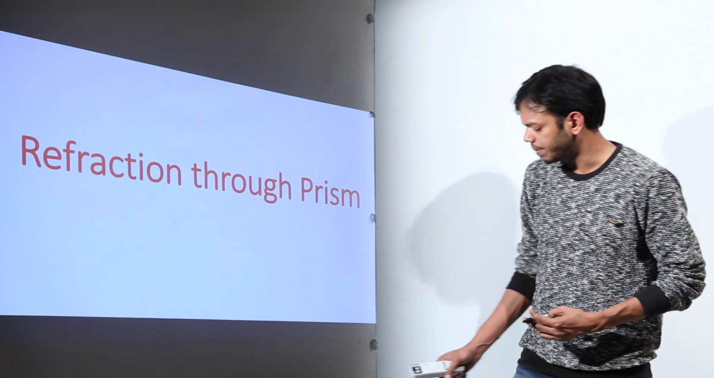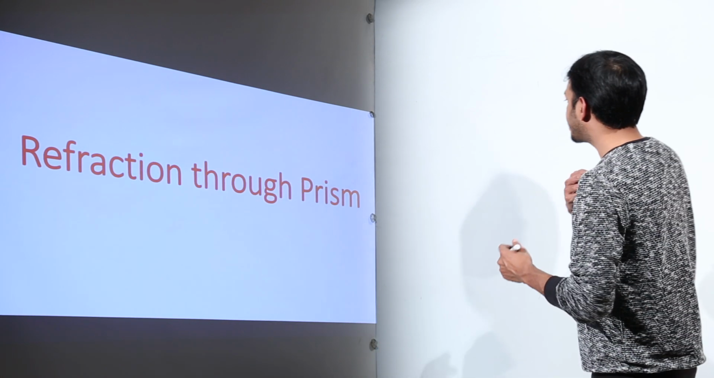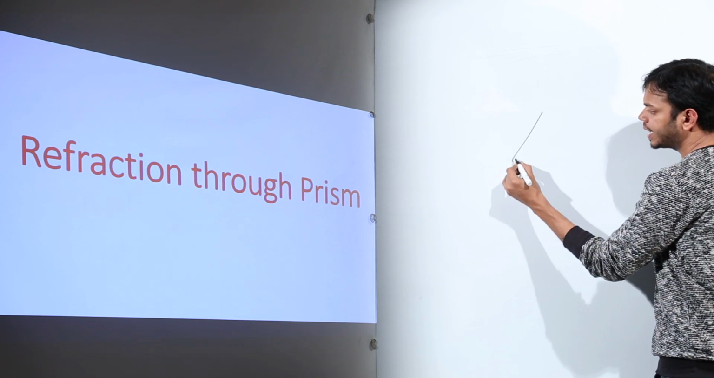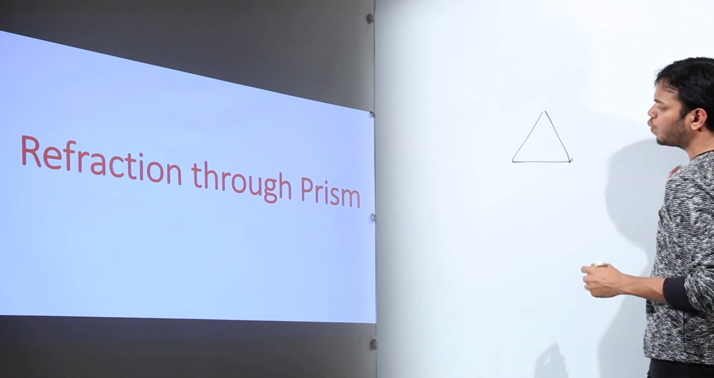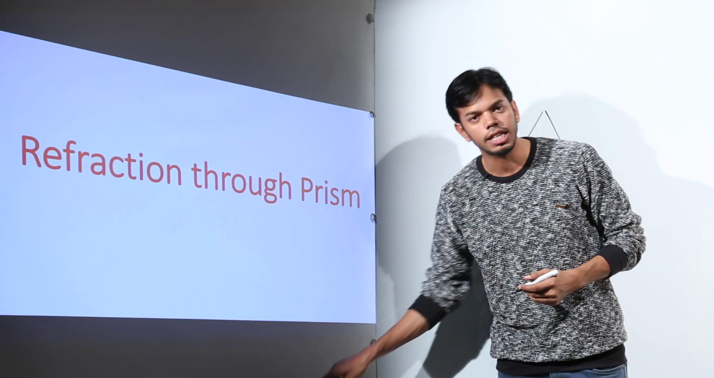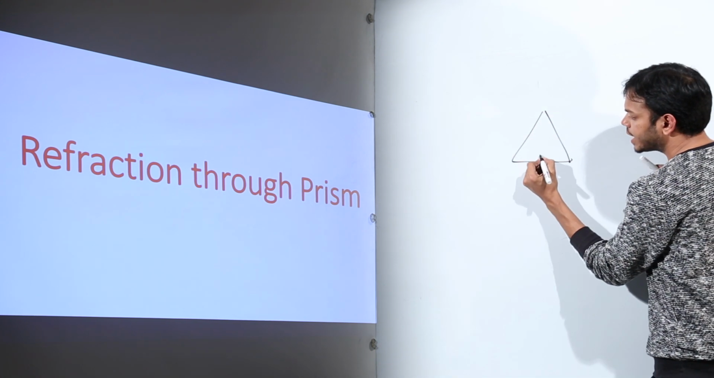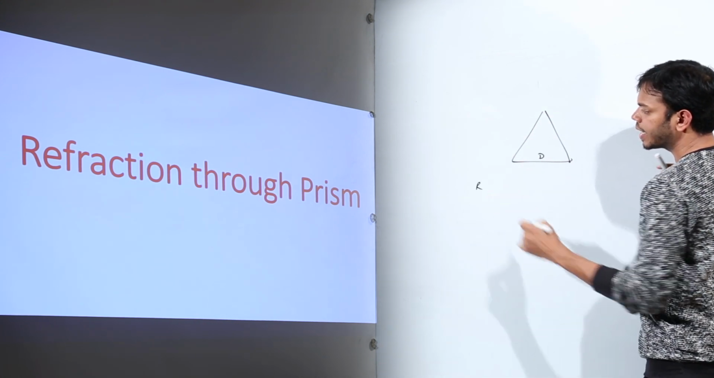Now, refraction of prism. What do you mean by refraction of prism? A prism is a triangle shaped glass structure, right? We have seen that in our labs. So what is so special about refraction from a glass prism? See, we know that this is a denser medium and outside it is a rarer medium.